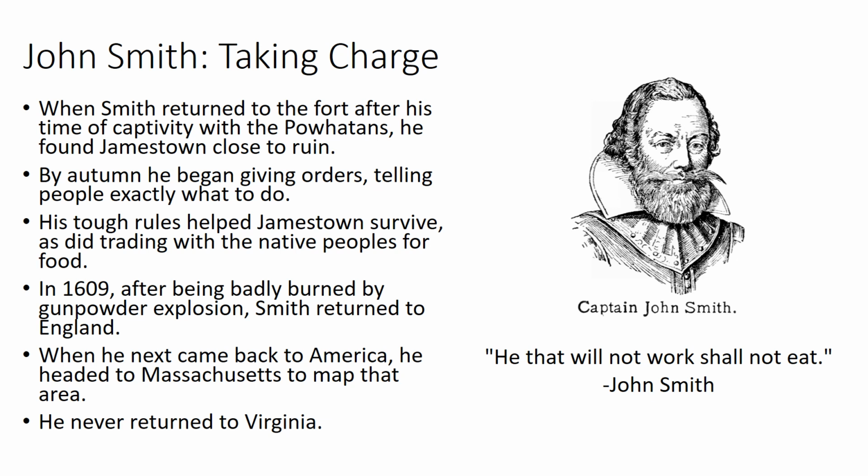When Smith returned to the fort after his time of captivity with the Powhatans, he found Jamestown close to ruin. By autumn, he began giving orders, telling people exactly what to do. His tough rules helped Jamestown survive, as did trading with the native peoples for food.